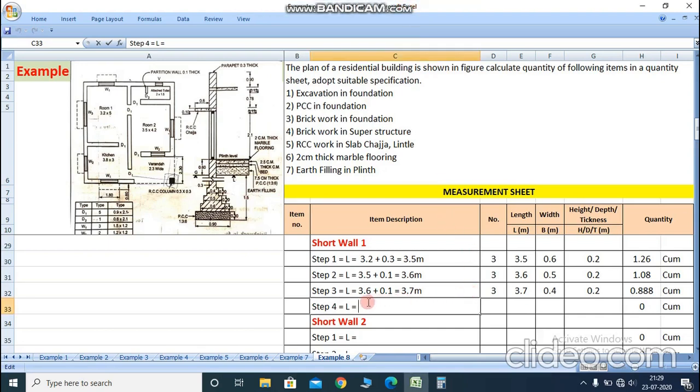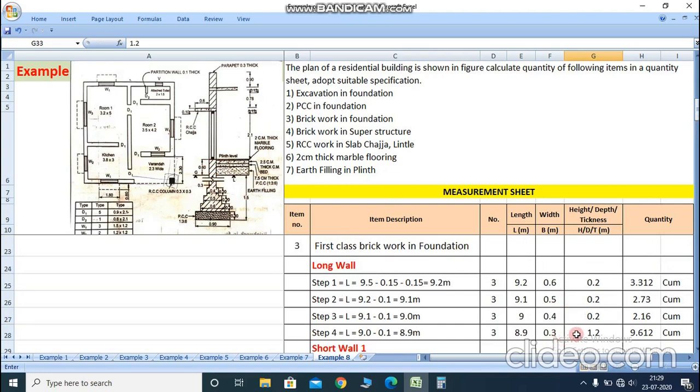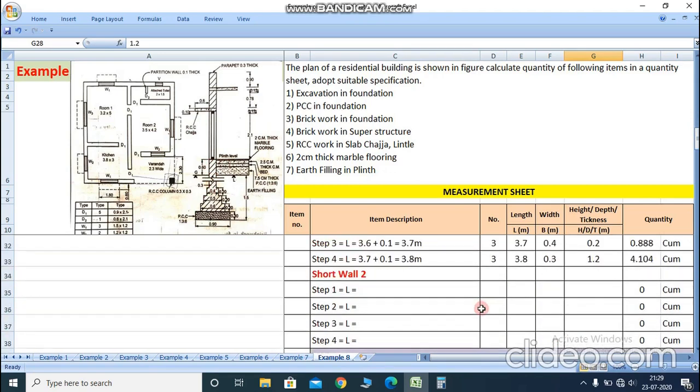Now length is equal to 3.7 plus 0.1, which is equal to 3.8 meter. It's the length for step 4. So your number is 3.8, then after 0.3, and the height from the third step to plinth level is 1.2. We already calculated that here, 1.2.